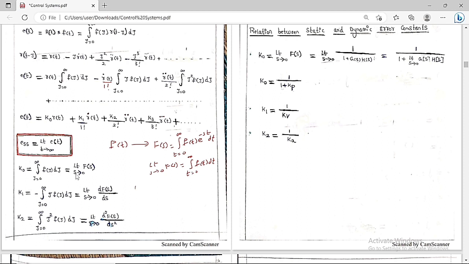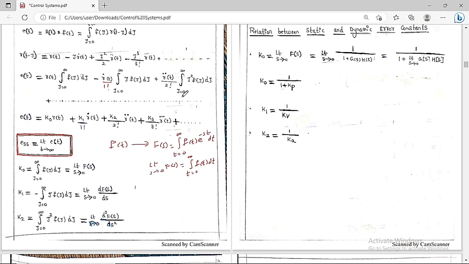Similarly, what is k1? k1 is nothing but this value with negative. So minus integration from tau is equal to 0 to infinity tau into f of tau d tau. This value is equal to limit s tends to 0 dF of s by ds. If you take the derivative of F of s, we get some value, and if you substitute s is equal to 0, then we get minus integration from tau is equal to 0 to infinity tau into f of tau d tau.